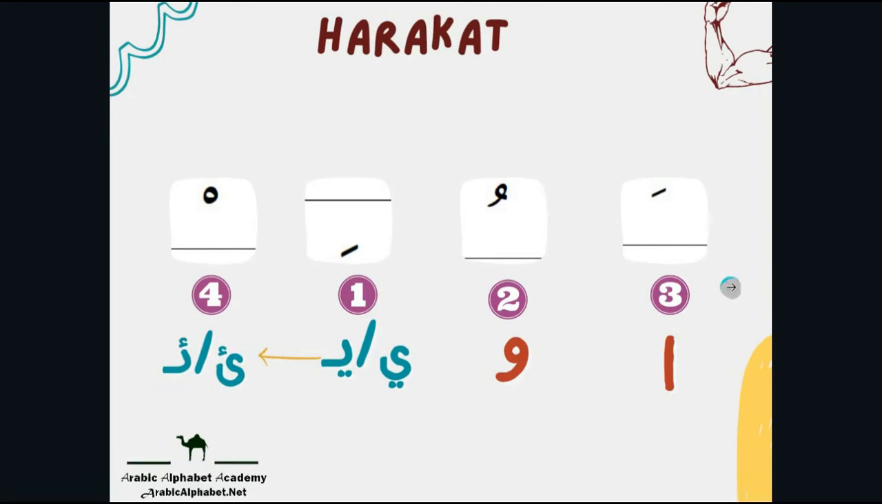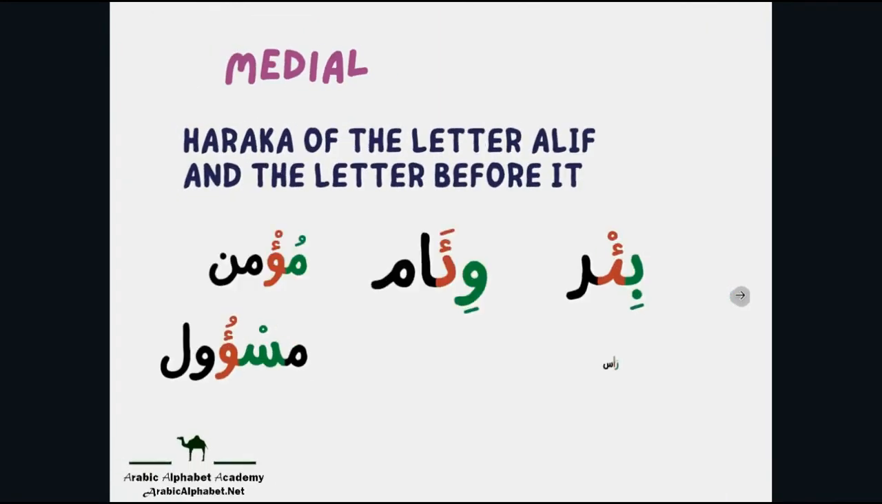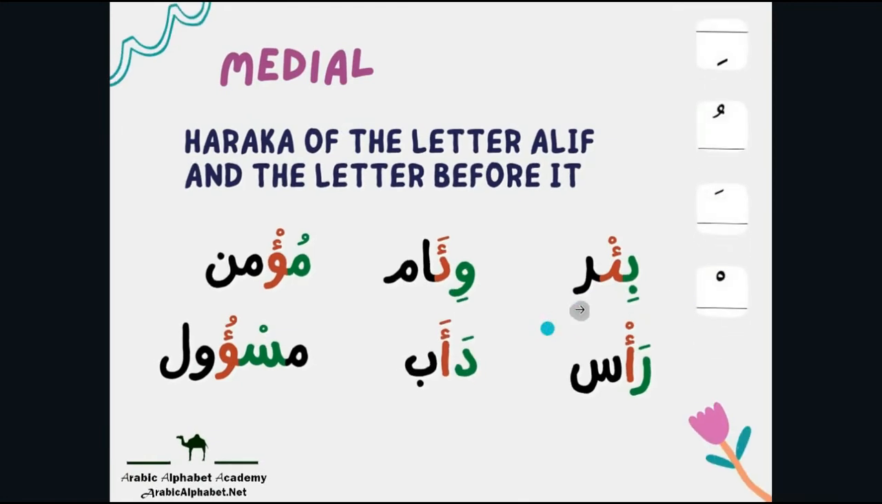Now, let us see the case in the middle of the word. In the middle of the word we have a rule. We need to check the haraka of the Hamza and the haraka of the letter before it. The stronger one is the one we are going to apply. I put here all the harakat in the right order from up to down, from the strongest to the weakest, so that it helps us to understand these examples.